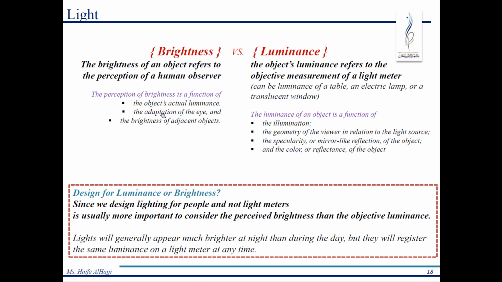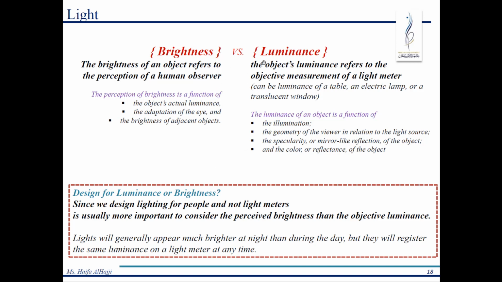It relies on the adaptation of the eye. Then it relies on something called the brightness of adjacent objects. So for us as human beings, the perceived brightness of an object is affected by two things: the adaptation of our eye, how our eye pupils open or tighten, and the brightness of adjacent objects. So that is the relationship between the brightness of the object perceived and the objects around it.